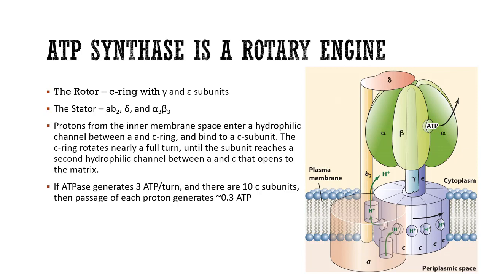As the C ring rotates, it drives the conformational changes of the alpha-beta dimers through structural associations with epsilon and gamma. If ATP synthase generates 3 molecules of ATP per full turn of the C ring, and there are approximately 10 C subunits, then the passage of each single proton provides enough energy to generate approximately 0.3 molecules of ATP. Hence, this is why we do not see whole numbers of ATP synthesized for each molecule of NADH and FADH2.